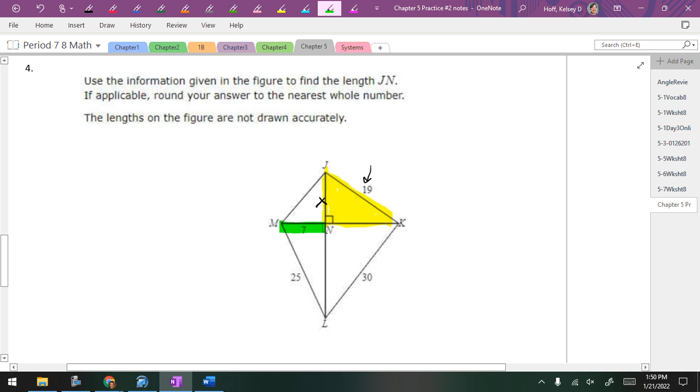30 and 25, this triangle here, yes? And I know it's 90 degrees because vertical angles gives me 90 here. So if I have 7 and 25, we could figure out, say I call that side Y. Agreed?